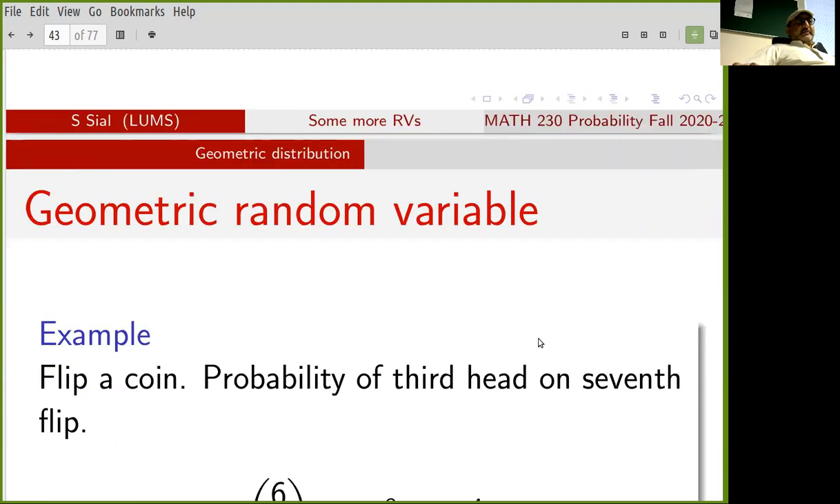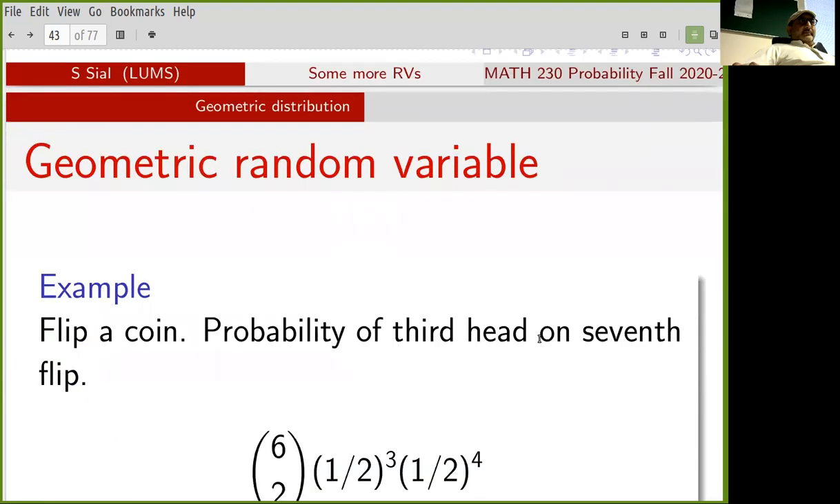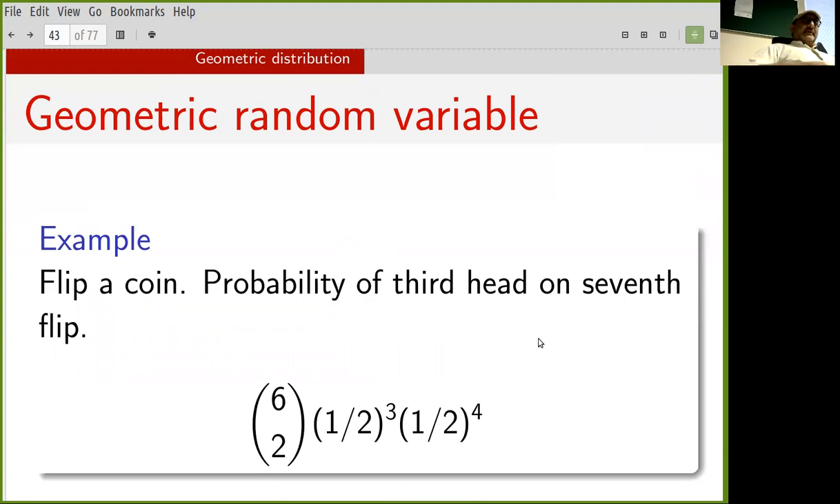Okay, so here's an example. Flip a coin. What's the probability of getting a 3rd head on the 7th flip? Well, that means that in 6 attempts, you have to have 2 heads, and on the 7th attempt, you have to have a head. So 6 choose 2 ways of deciding where those 2 heads are, times 1/2 to the 3rd times 1/2 to the 4th. Note that the powers here should add up to 7.